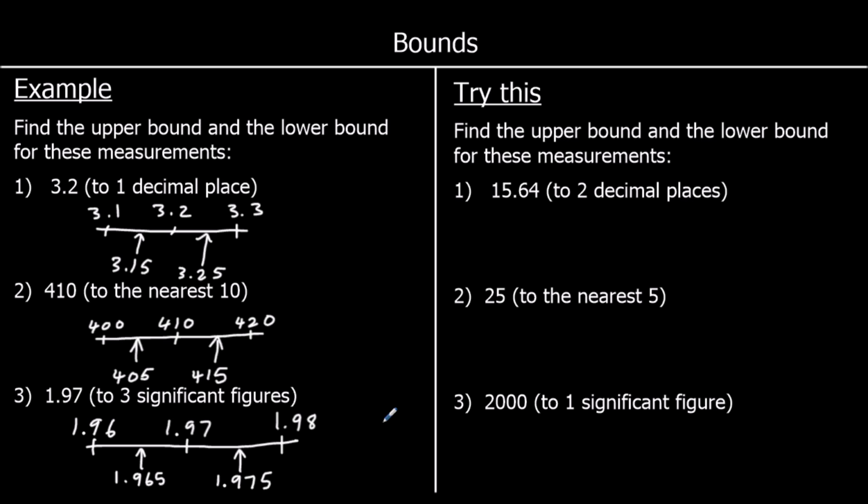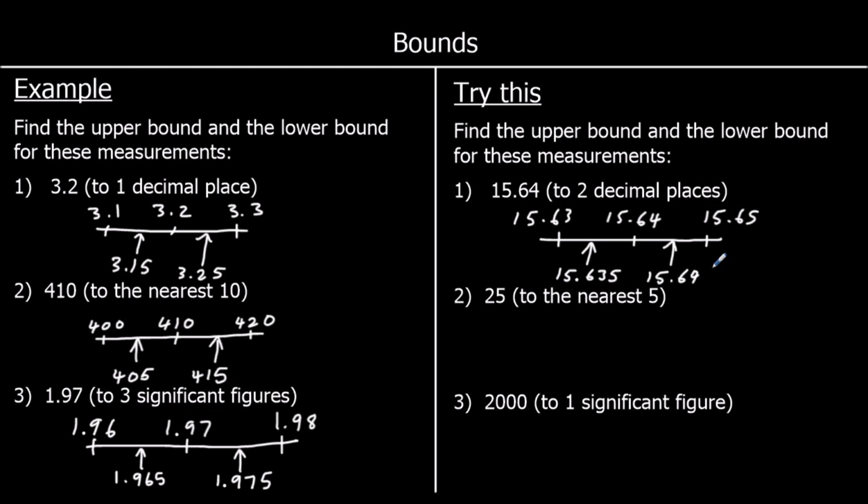Okay, three of these for you to try. So pause the video and give them a go. Okay, the first one we've got 15.64 to two decimal places. So up will be 15.65. Down will be 15.63. So our lower bound is halfway, which is 15.635. And our upper bound, halfway again, 15.645.